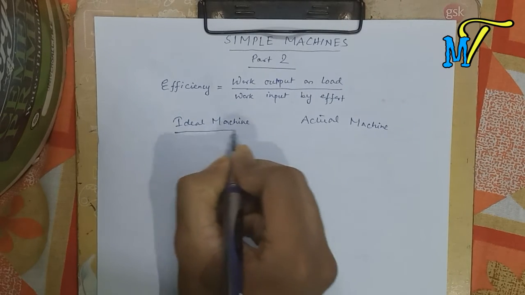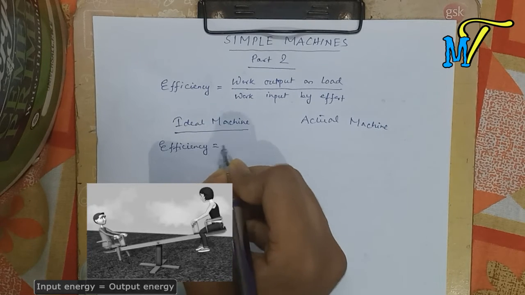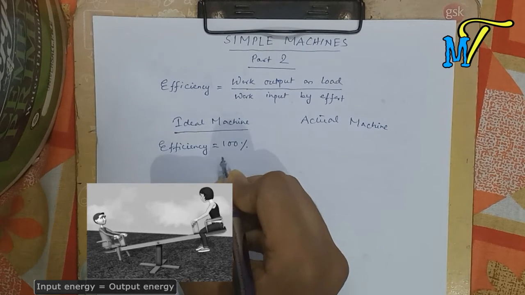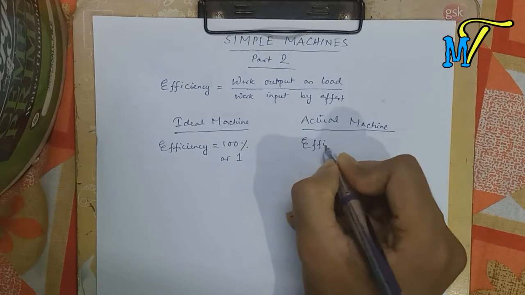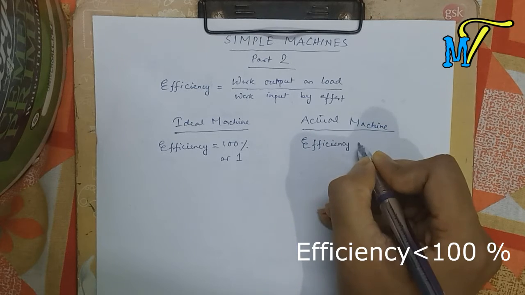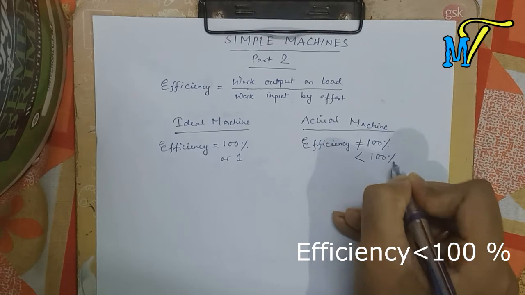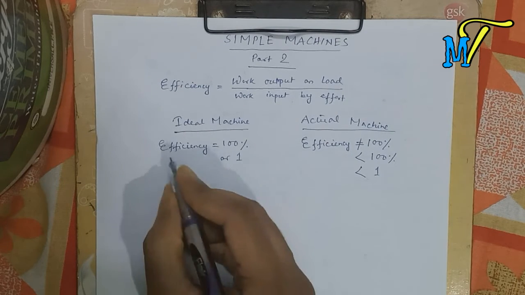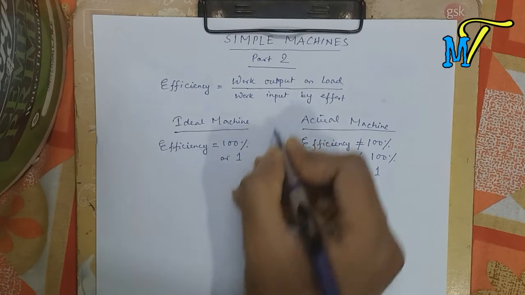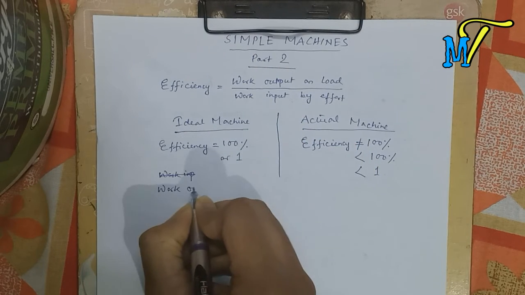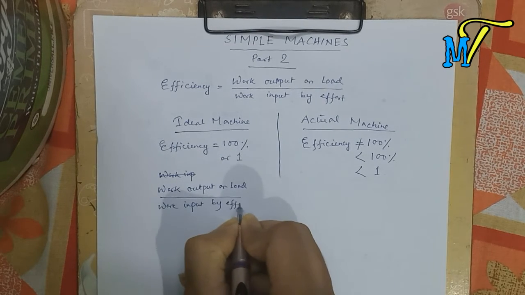First of all, in an ideal machine, efficiency is always 100% or 1. But in an actual machine, efficiency will never be equal to 100%. It will always be less than 100% or less than 1. In the ideal machine, efficiency is equal to 100% or 1. That means in this ideal machine, work output on load by work input by effort is equal to 1.